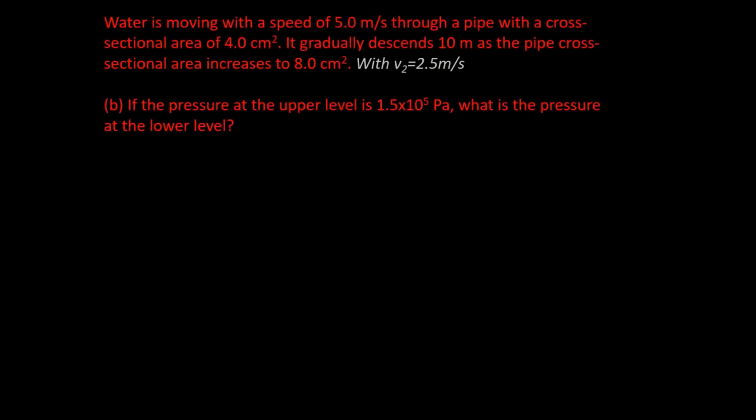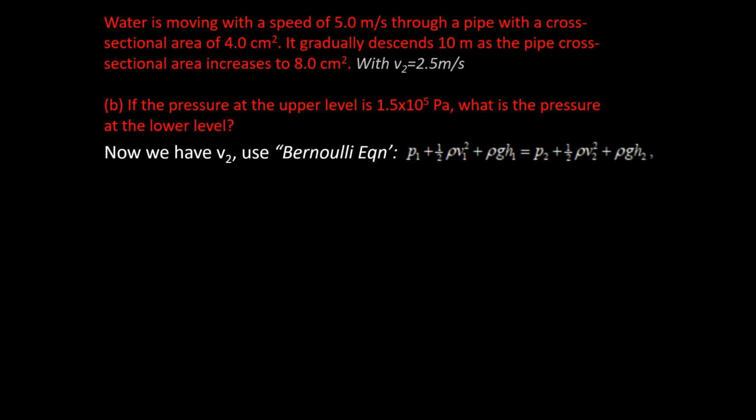Part B: if the pressure at the upper level now is 1.5 times 10 to the 5 pascals, what's the pressure at the lower level? Now you do have to engage with the full-blown Bernoulli's equation. We are armed now with our velocity that we just calculated from part A. So if we take a look at this, we can say that P2 here is going to be P1 plus 1/2 rho, the difference in the velocities, delta V, plus rho g delta H. This is usually the form that you will use to describe a situation and use Bernoulli's equation.